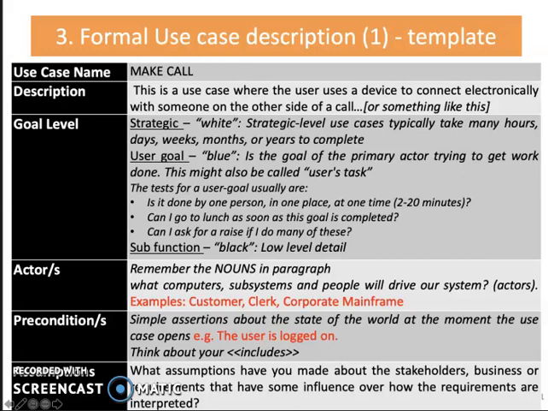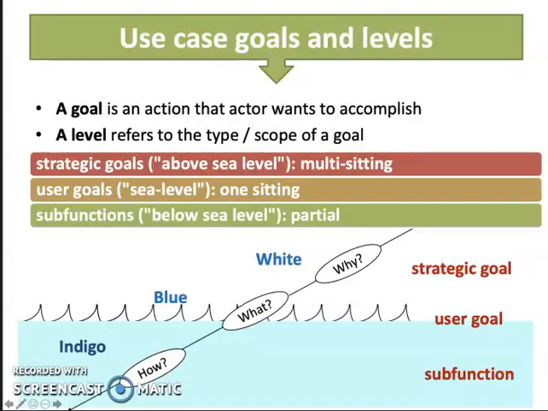So the table would have the use case name, which is make call. There would be a description, something that you would make up to explain what this is about. And then there would be goal levels. Now I'm going to explain this a little bit now. We have 3 goal levels. There's the strategic, the user goal, and the sub-function goal. I'm going to pause there and then I'm going to talk about the goals.